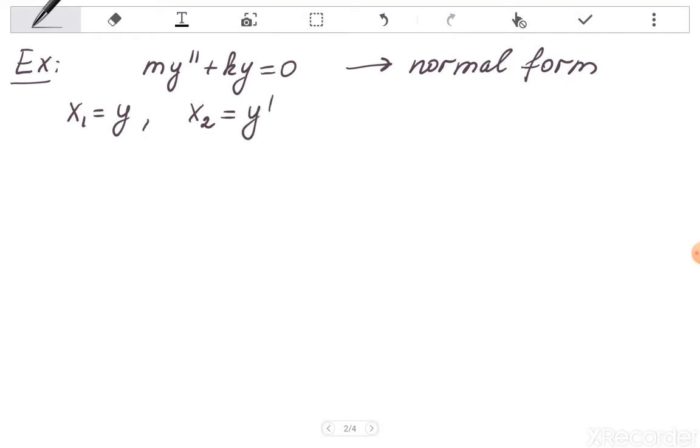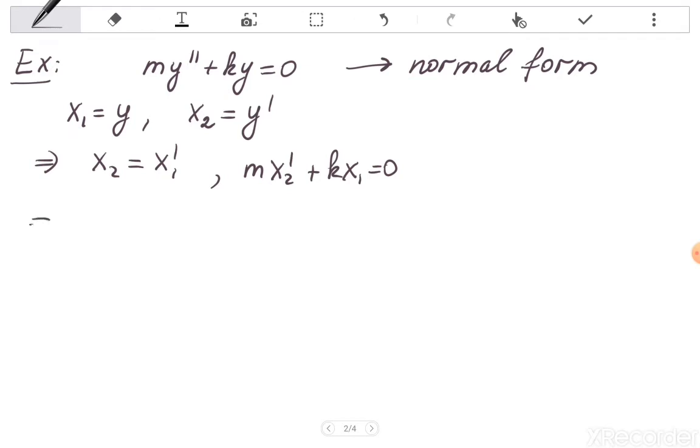And then what do we have? We have that x2 is x1 prime, right? Because x1 is y, x2 is y prime, so x2 is x1 prime. And in this equation, what do we have? M x2 prime. x2 prime is exactly y double prime, plus k x1 is 0. So instead of y, we write x1.